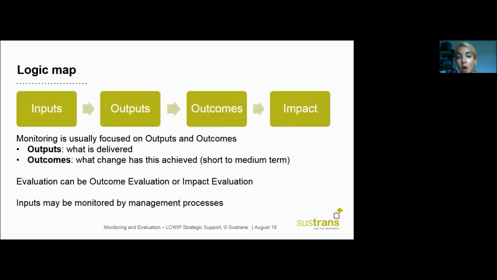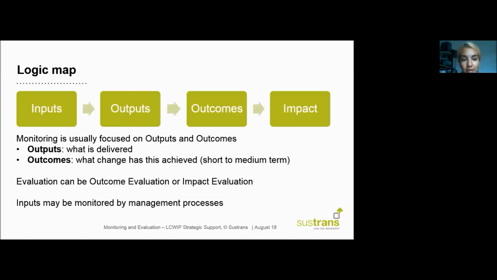So outputs are, as I referred to on the previous slide, quantitative units of delivery, things like the number of activities or events. These activities and events lead to a directly observable change in the short to medium term, which is the outcome. And as a result of these outcomes, you may be able to observe an impact, which is a more long-term change in the wider community.